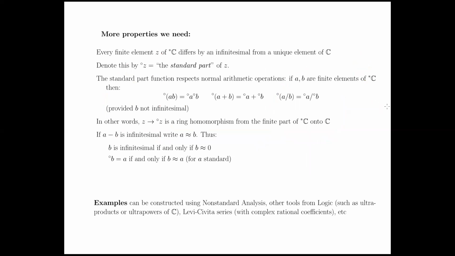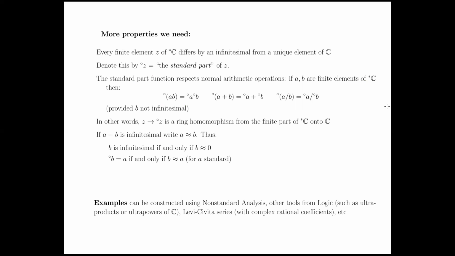Okay. So some more properties that we need. Well, we need a standard part map. Every finite element differs by an infinitesimal from a unique element of the original complex numbers. It's kind of a neglect-the-lowest-order-terms kind of thing. And that actually uses completeness of the complex numbers, so you need something there. The usual notation is to use a little circle in front of the thing to denote the standard part of the number.